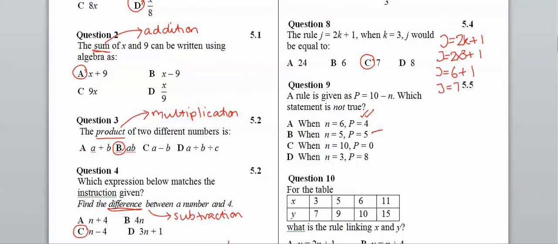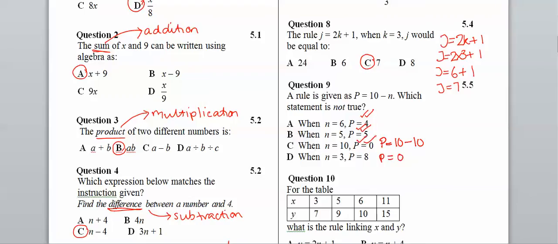Okay, our next one, so B. When n equals 5, p equals 5. So we've got p, we'll substitute n, which equals 5. So 10 minus 5, and p equals 5. So this one's also correct. So the answer is not A and it's not B. Our next one, when n equals 10, p equals 0. So we substitute 10 for n. So p equals 10 minus 10. So p equals 0. So that one's also correct.